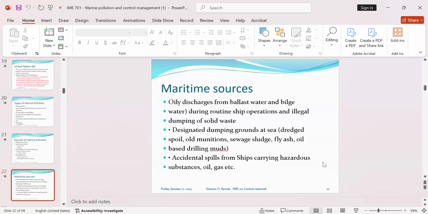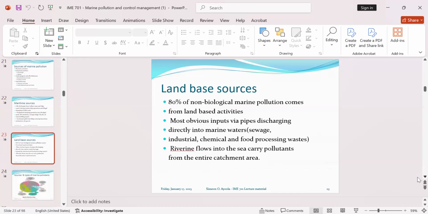Then designated dumping grounds at sea: dredge spoil, old munitions, sewage sludge, fly ash, oil-based drilling muds. All those are sources of marine pollution. Then accidental spills from ships carrying hazardous substances like oil and gas. There are all sorts of marine pollution.